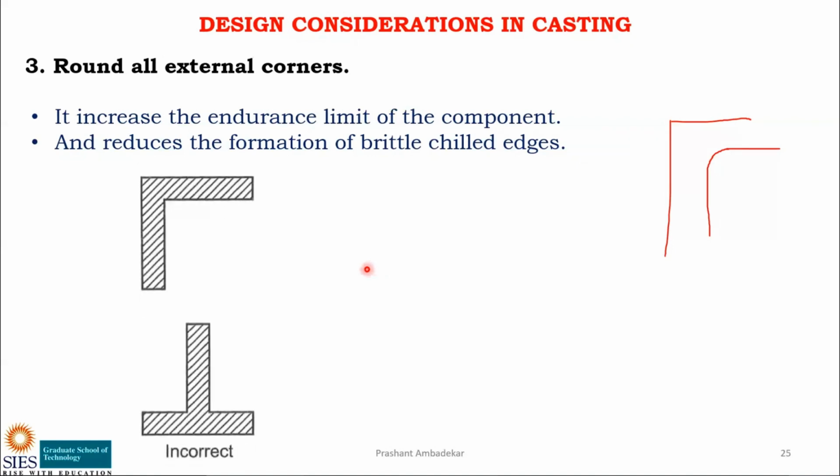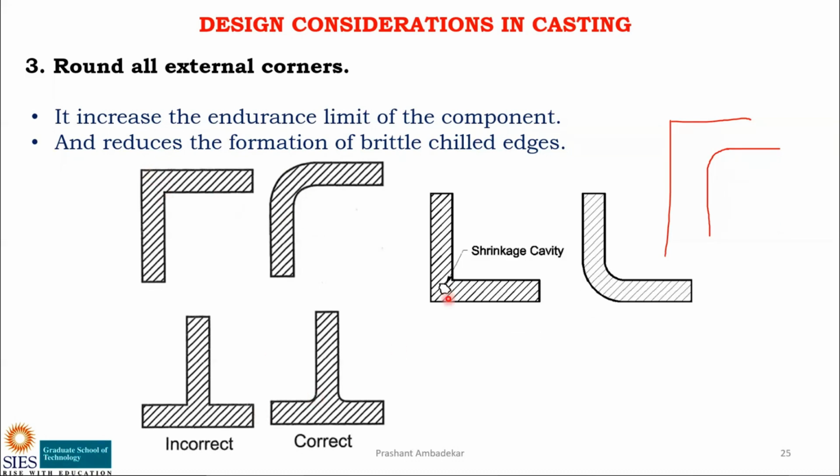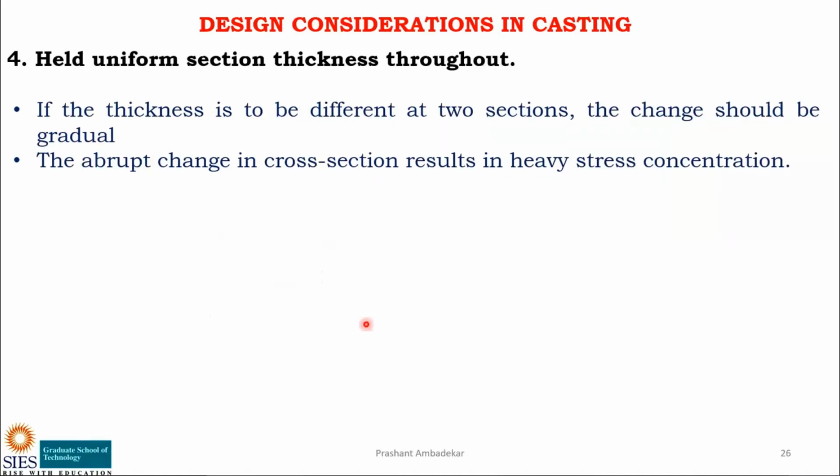The third factor that has to be kept in mind while designing the parts which are to be casted is make the edges round. Make the edges round instead of keeping it corners. Make it round. So this will prevent formation of some cavity where the cooling will be at the end. Where the cooling happens last, a cavity will form at such a place. So that will be prevented.